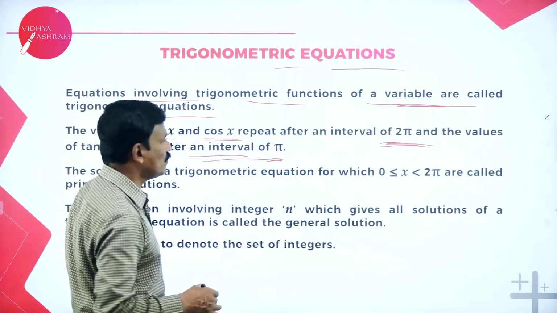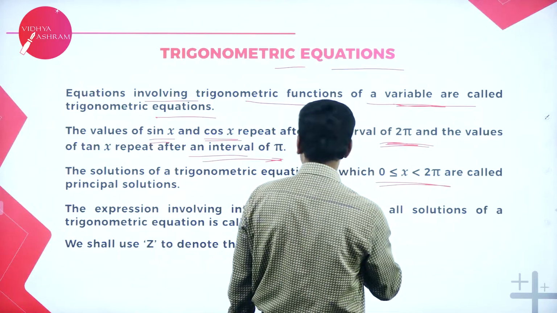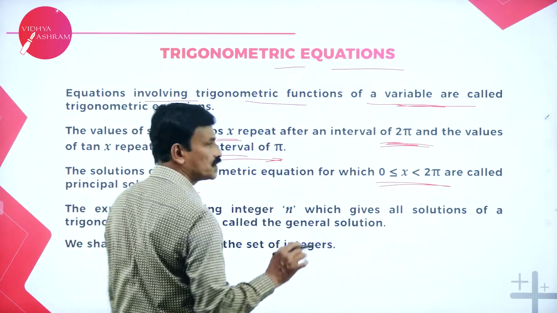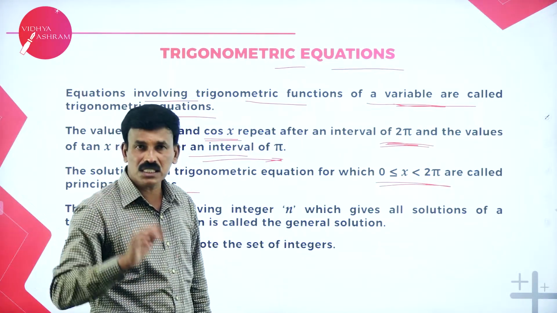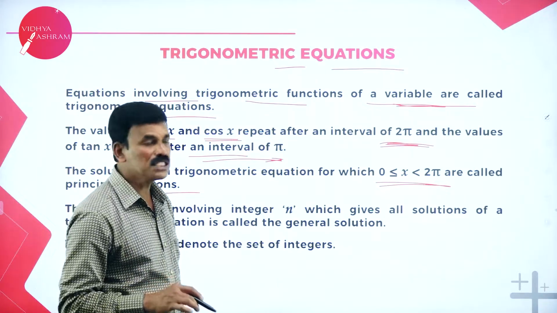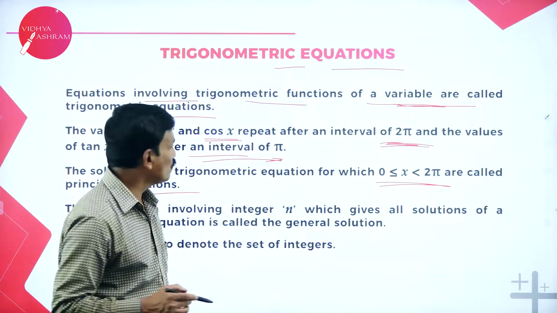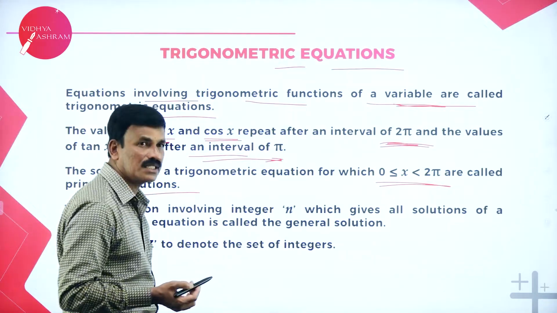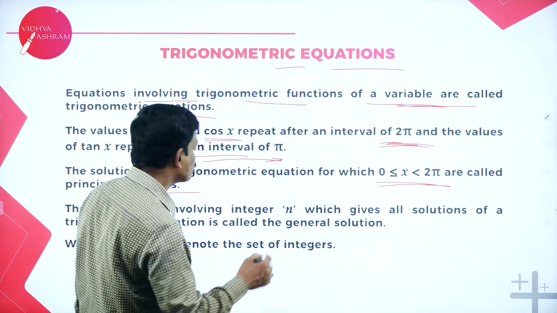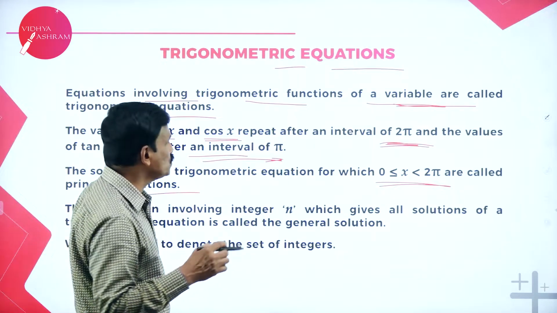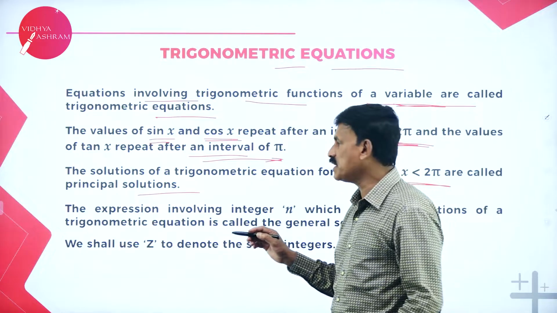Now, the solutions of a trigonometric equation for which x lies between 0 and 2 pi are called the principal solutions. So, the value of x which satisfies the given equation is called the solution, and that is the principal solution. That is, the value of x which lies between 0 and 2 pi for sin x, cos x and tan x are called the principal solutions of a given trigonometric function or equation.